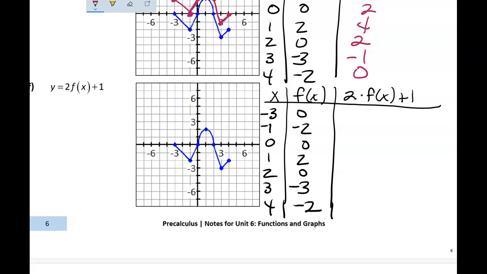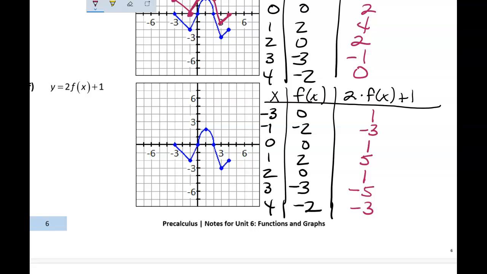So 0 times 2 is 0, plus 1 is 1. 2 times -2 is -4, plus 1 is -3. And same value when we do 0, when we work with f of x equals 0 all 3 times in this graph. 2 times 2 is 4, plus 1 is 5. 2 times -3 plus 1 is -6 plus 1 is -5. 2 times -2 is -4 plus 1 is -3.